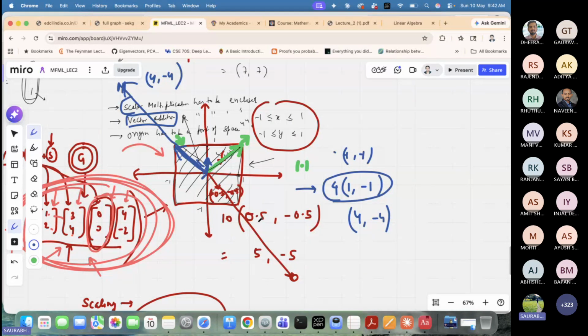You don't think about it, because the first property that I wrote here is that scalar multiplication has to be enclosed. Now you took the first vector, scaled it, and you found that it is already outside. So why would you go to the second vector and think about whether it will go outside or not? If the first property itself breaks, then it breaks.